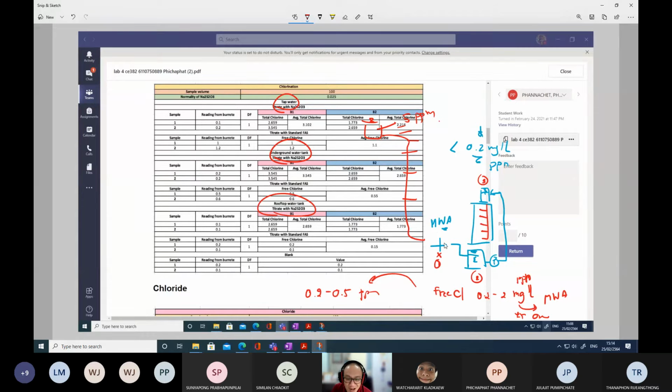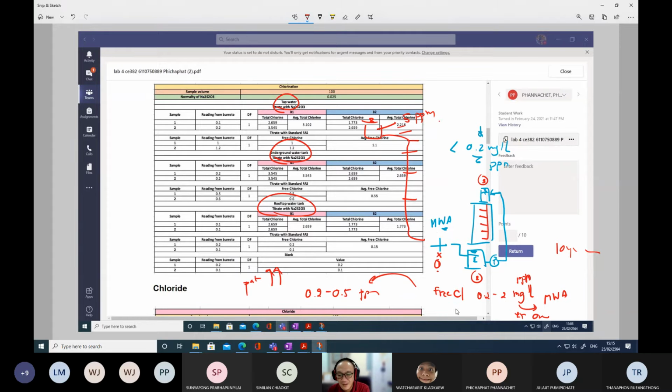But anyway, it should not be less than 0.2 ppm. If it's less than 0.2 ppm, pathogens will be very happy and they can grow in the distribution system or a water container. So you have to check whether it is less than 0.2. If it is higher than 2, maybe it may be okay, but it should not be too high, like 10 ppm, because if it's high, then it is really smelly. People try to object to using that water.